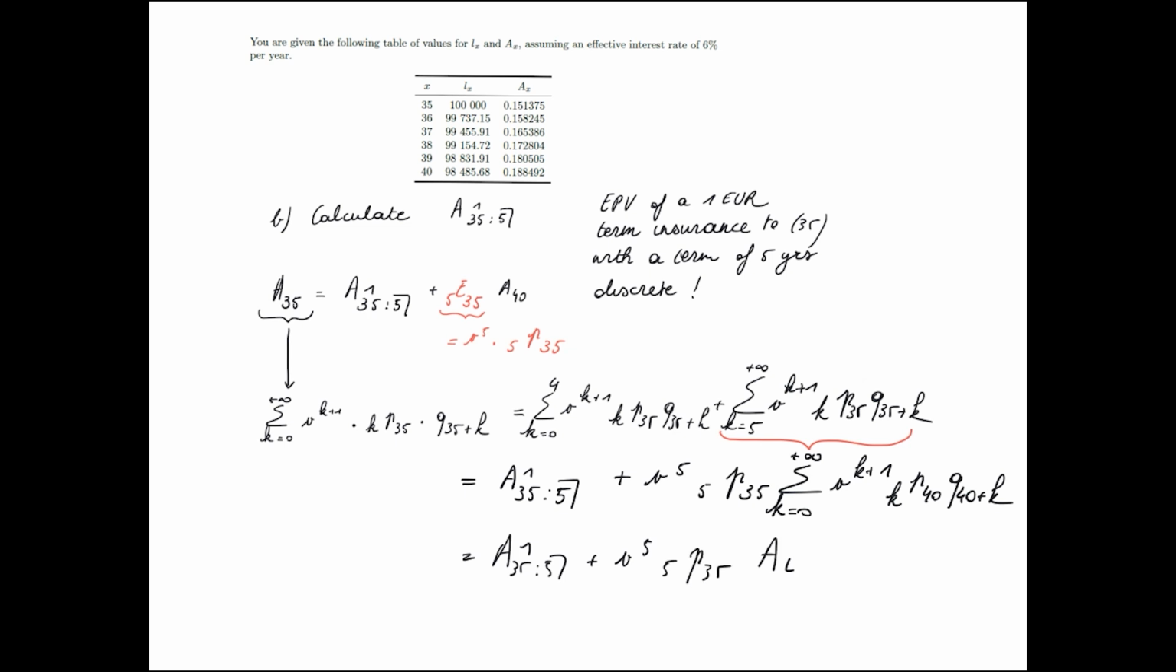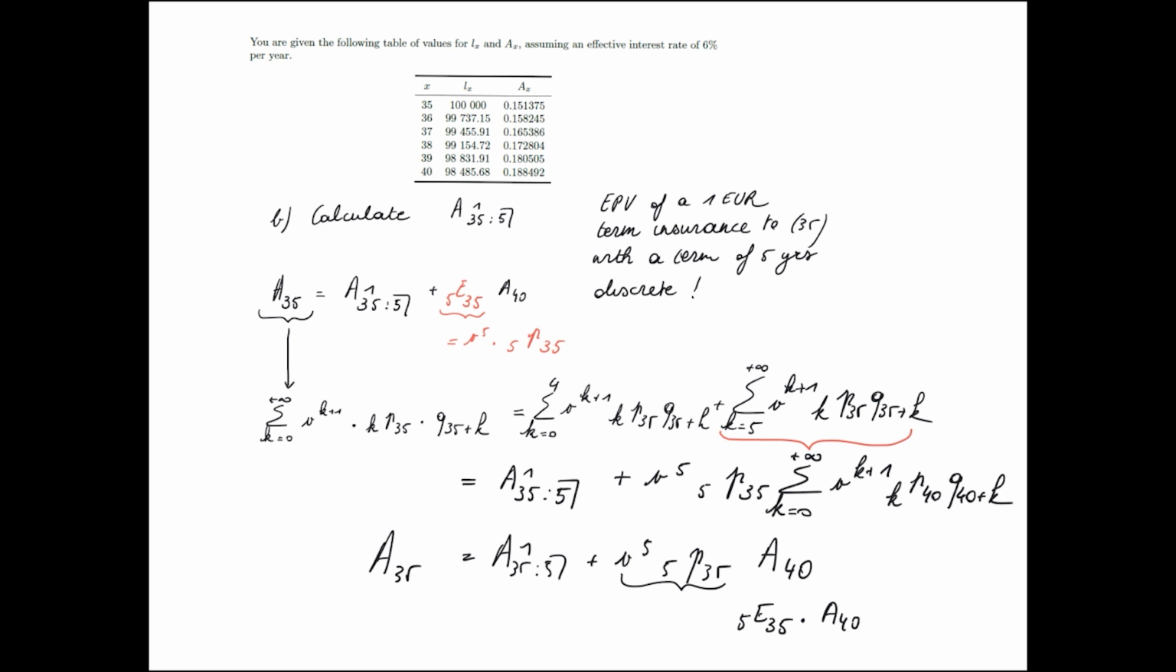And that's exactly what I used before, right? So if I need to know what is the EPV of the term insurance, then I know that I can see it as the difference between the EPV of the whole life insurance issued to a 35-year-old and then the pure endowment, the 5-year pure endowment, capital E35 multiplied with the EPV of a whole life insurance product issued to a 40-year-old, right? So if we can use this expression, then we see how to calculate what we need to calculate.